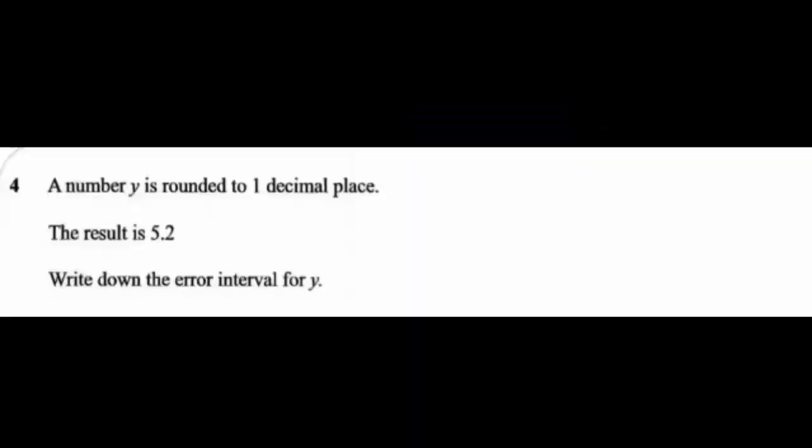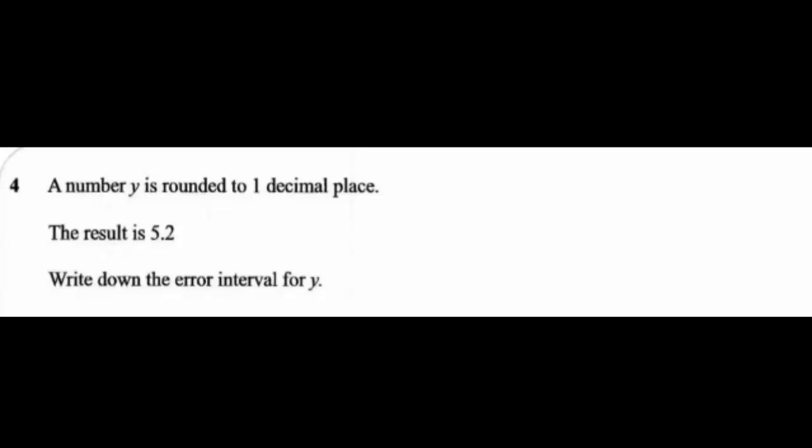In this example, we now have a number y which is rounded to one decimal place, and we have to find the error interval. The question is still the same. We need to find the lower boundary and the upper boundary, but because this is to one decimal place, we will need to look at the second decimal place to find these two values.